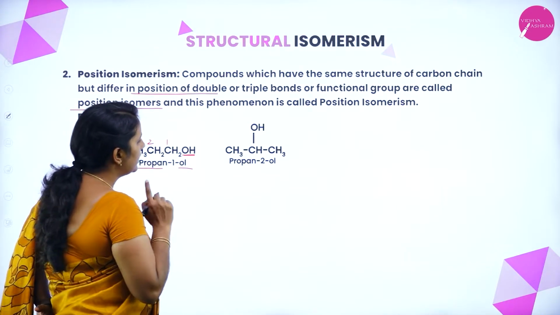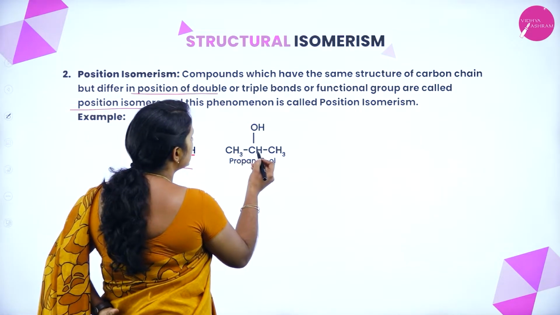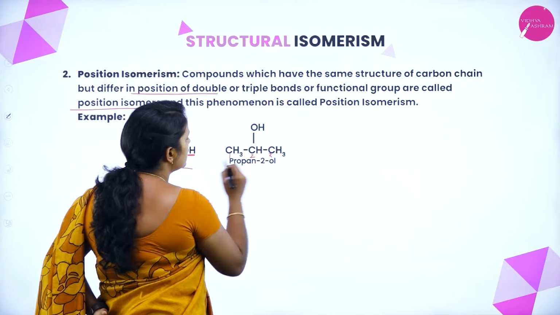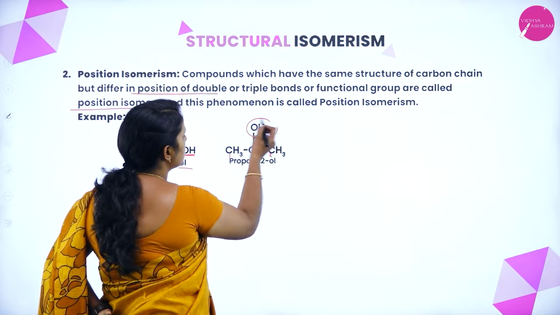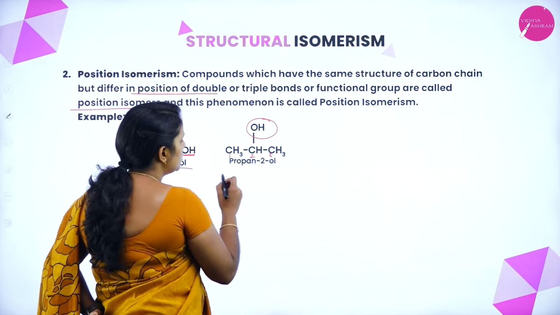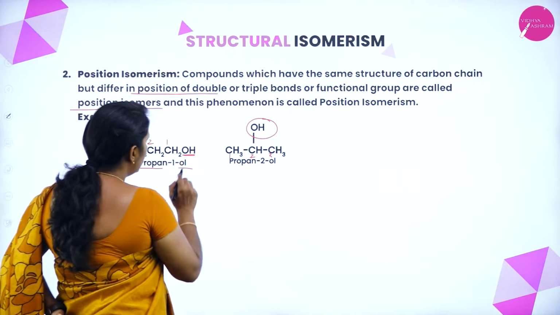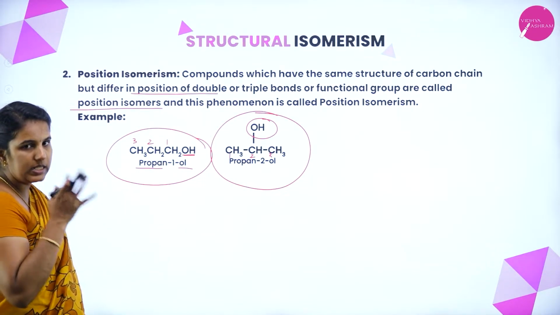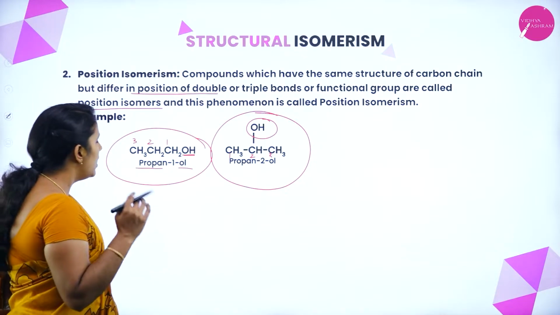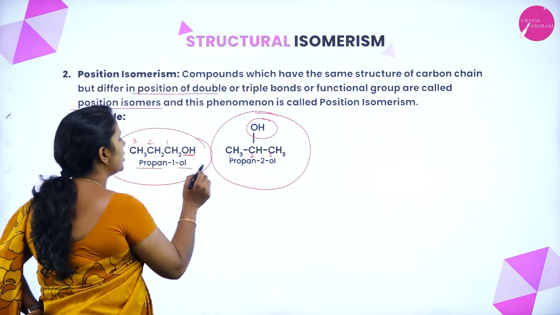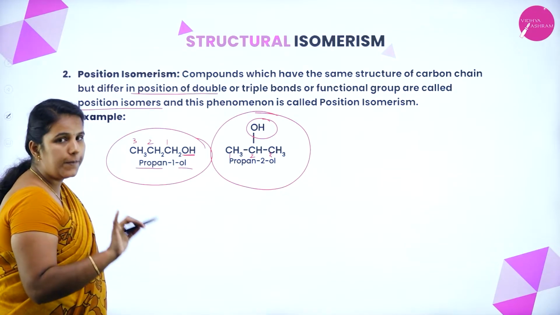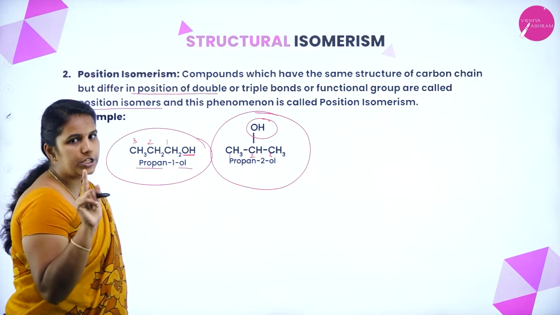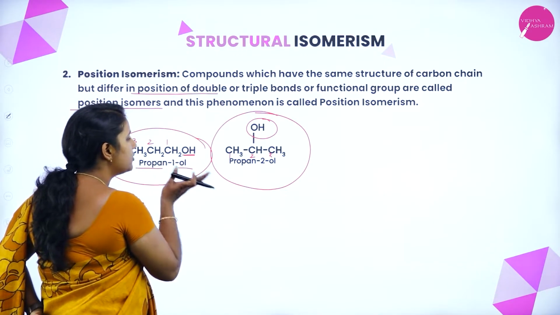You can see that there is one more naming, CH3CH and CH3OH. This is the first, this is the second and this is the third carbon atom. The second carbon atom has the functional group, so the name of this compound is propan-2-ol. Both compounds are propanol, an alcohol, correct, having 3 carbon atoms. But the position of the functional group, or the position of the double bond or the triple bond, varies. Such isomers we call what? Positional isomerism.